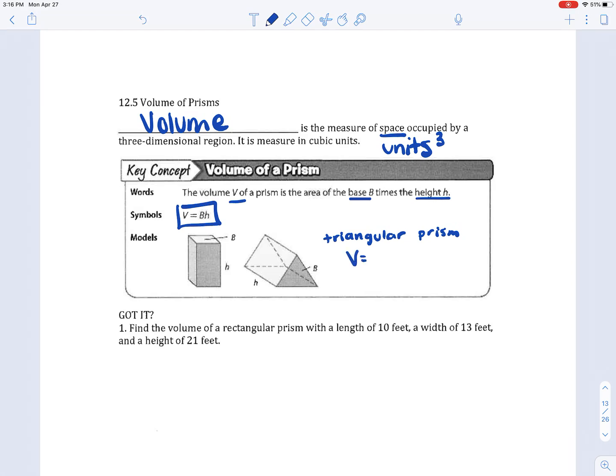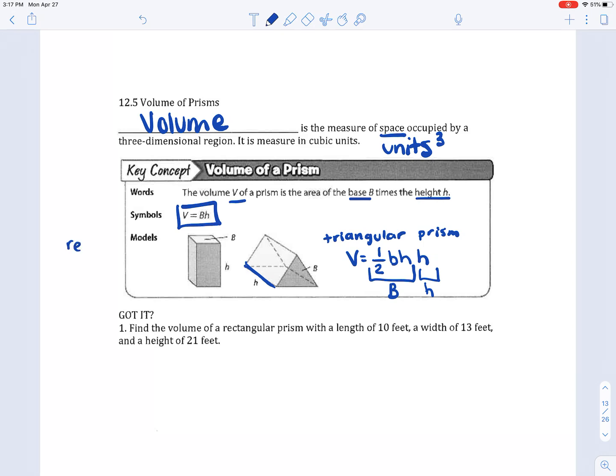So we could say the volume formula is going to be 1/2 the base times the height of the triangle times the height of the prism. This gives me capital B, and this gives me H. Now the H's in each of these are different. The first H represents the height of the triangle, and the base of the triangle. The second H represents the height of the prism. The height of the prism is going to be what connects those two triangles.